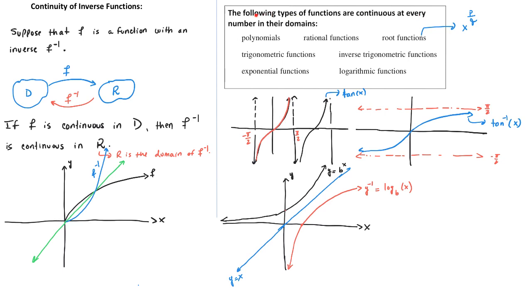So all of the functions that are listed in this box right here, we can now assume are always continuous. We don't have to prove that. We don't have to convince anybody of that. Polynomials, rational functions, root functions, trig functions, exponential, logarithmic, the inverse trigonometric functions, those are all continuous functions in their domains.